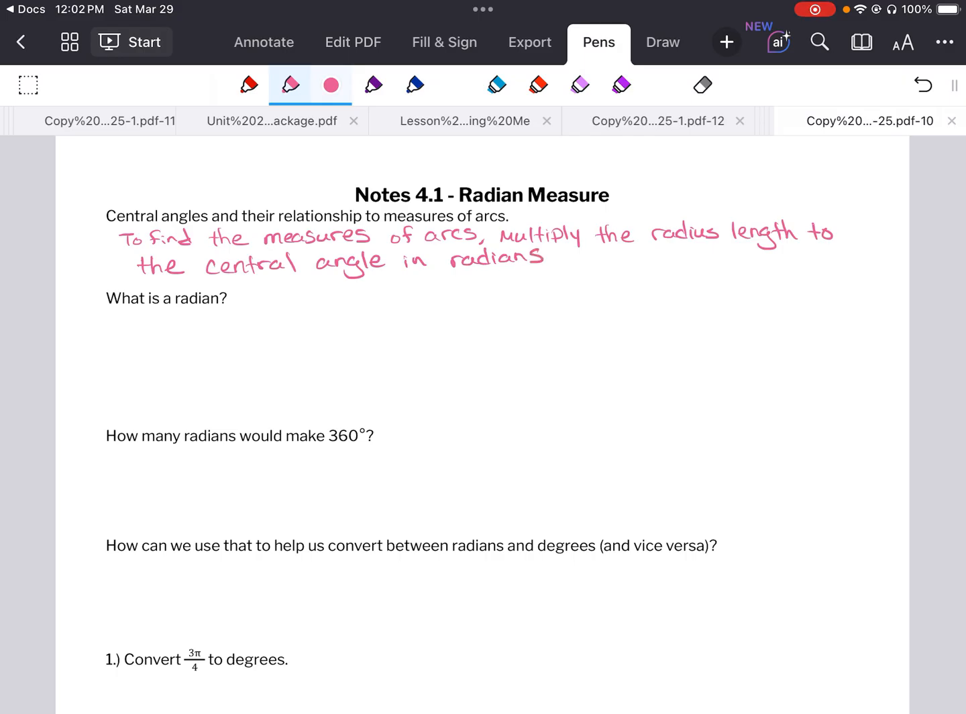Okay, so for the majority of this unit, we're going to need our calculators to be in radian mode. So if you're using an iPhone, you want it to say RAD at the top of the screen where the numbers go. If it doesn't, you'll look for that button. And if you're using a regular calculator, you'll have to go into your system setup and change it from degrees to radians.